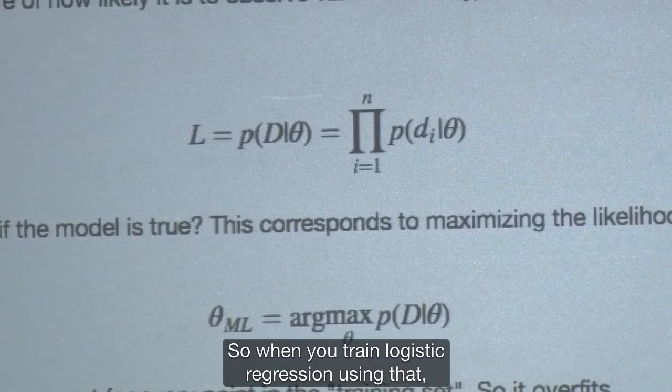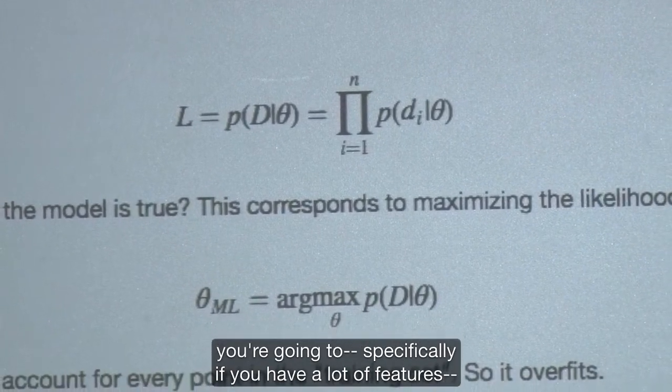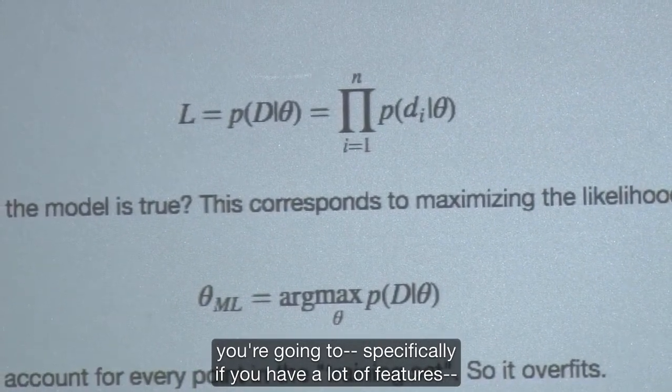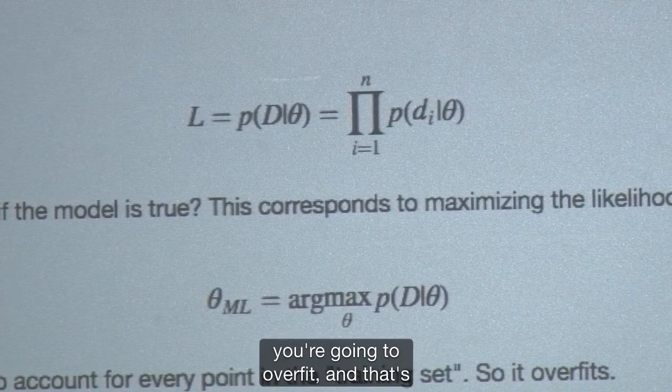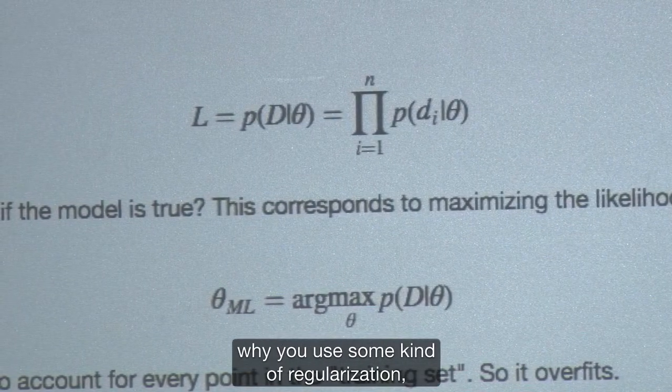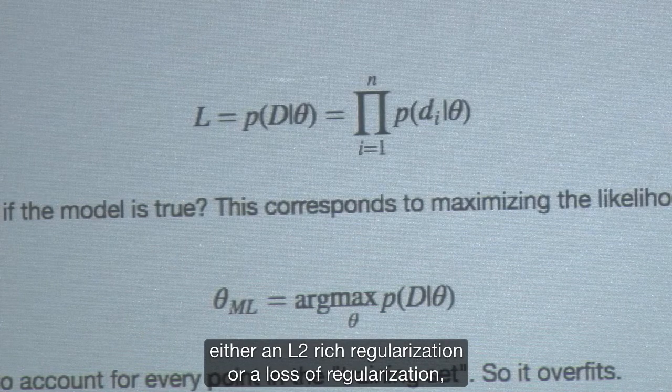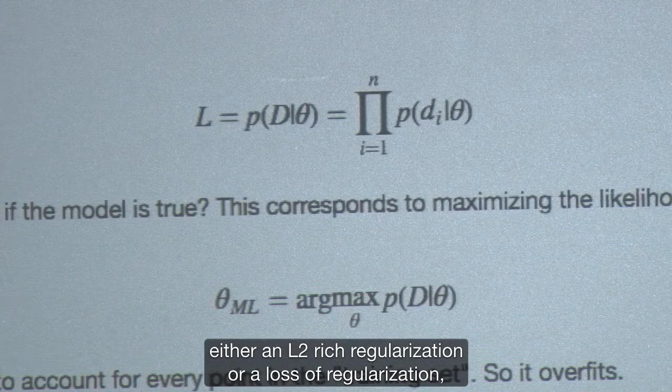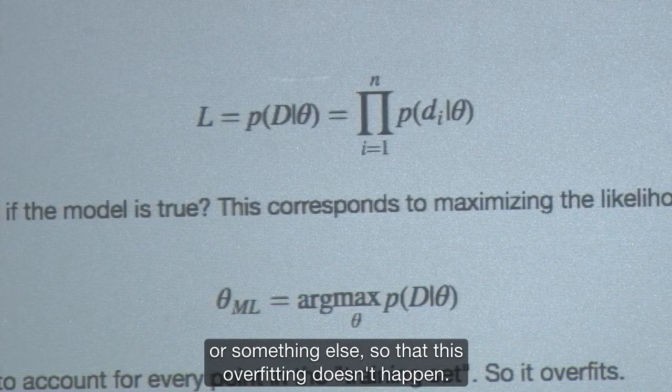So when you train logistic regression using that, if you have a lot of features, you are going to overfit, and that's why you use some kind of regularization, either an L2 ridge regularization or a lasso regularization or something else, so that this overfitting doesn't happen.